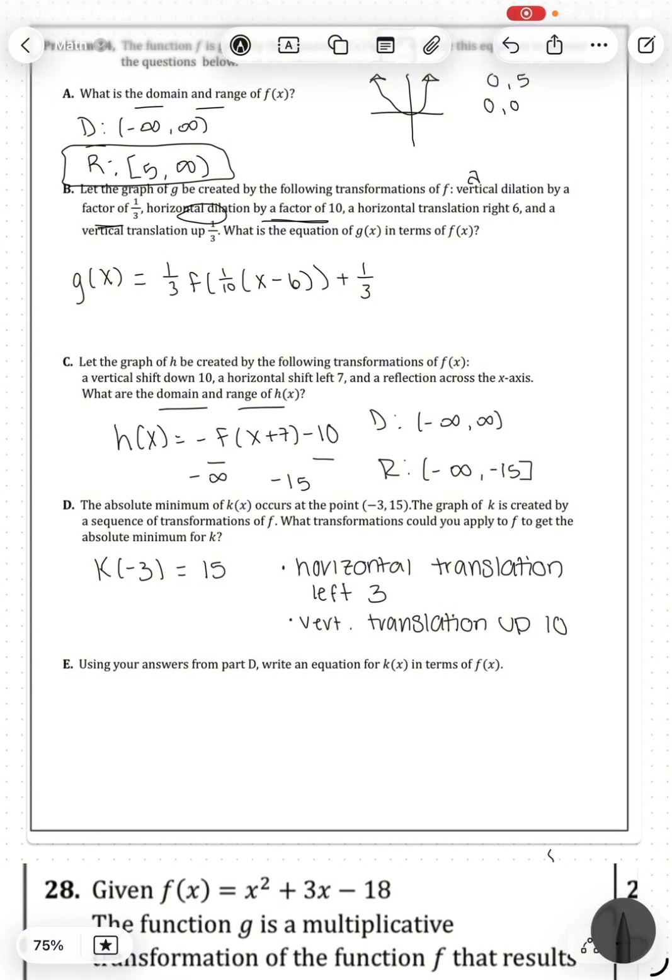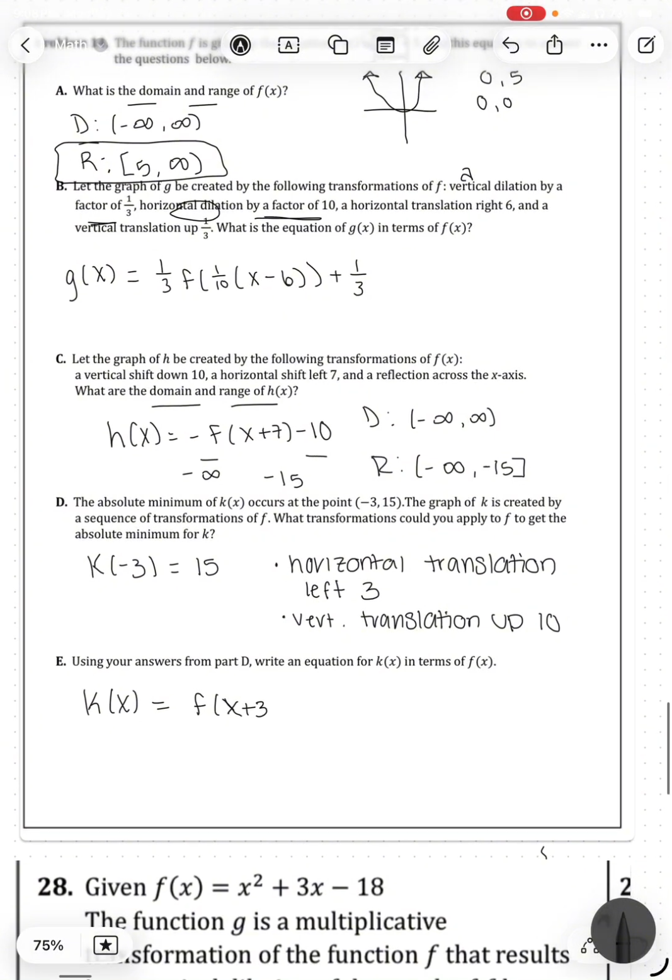Using your answers from part D, write an equation for k of x in terms of f of x. Okay, so k of x is equal to f of x plus 3, because up here it went left 3, plus 10. And that is our final answer.